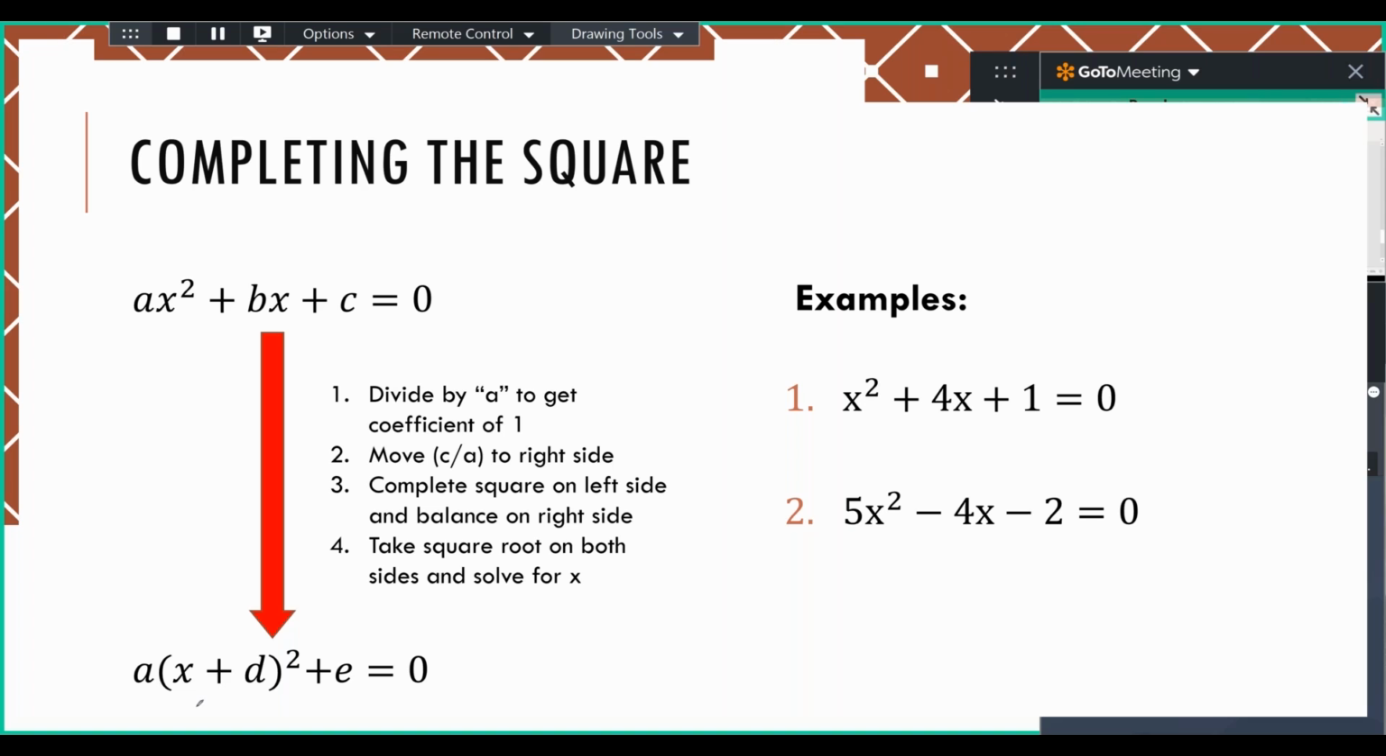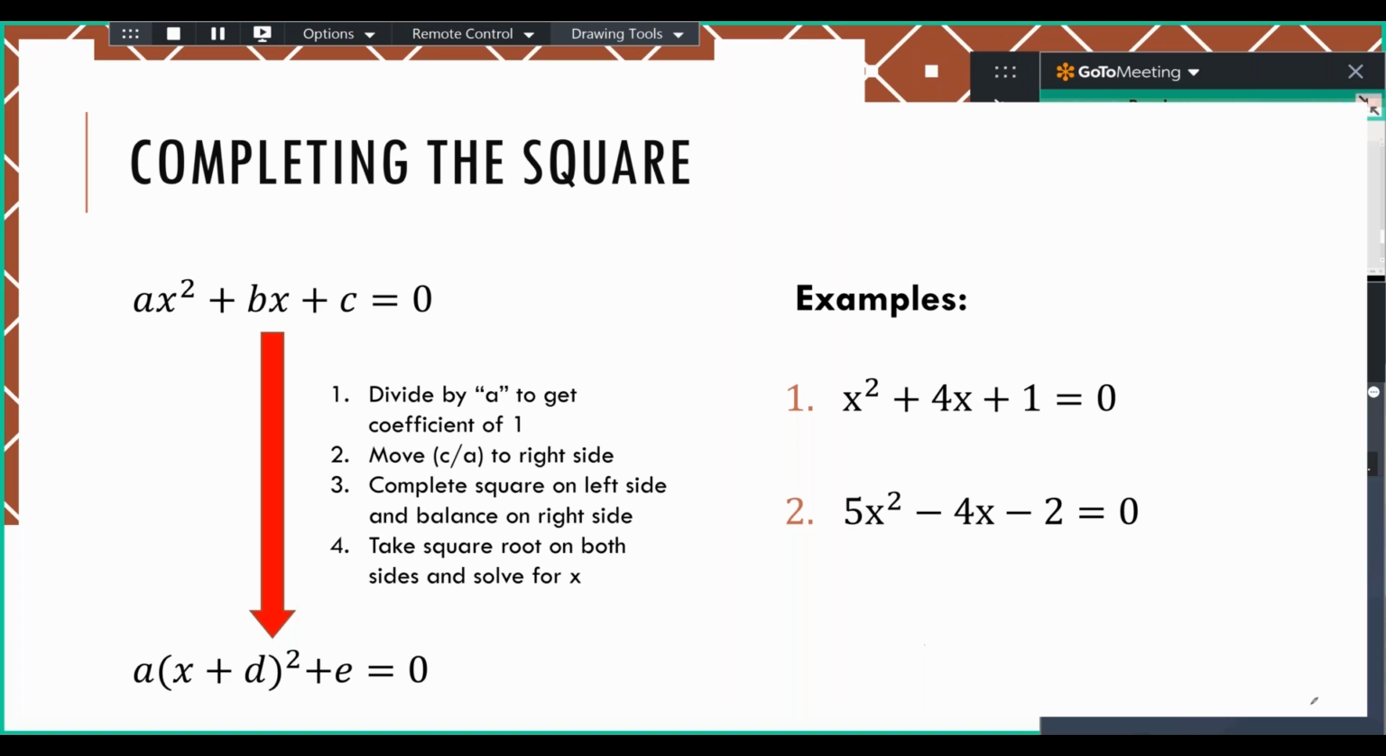And we're going to complete the square on the left side and balance at the same time on the right side. And in order to solve for x, we're going to have to take the square root on both sides and then isolate x. This sounds a little confusing and long-winded right now, but I think when we do the examples, it should make a little more sense as to what we're talking about here.